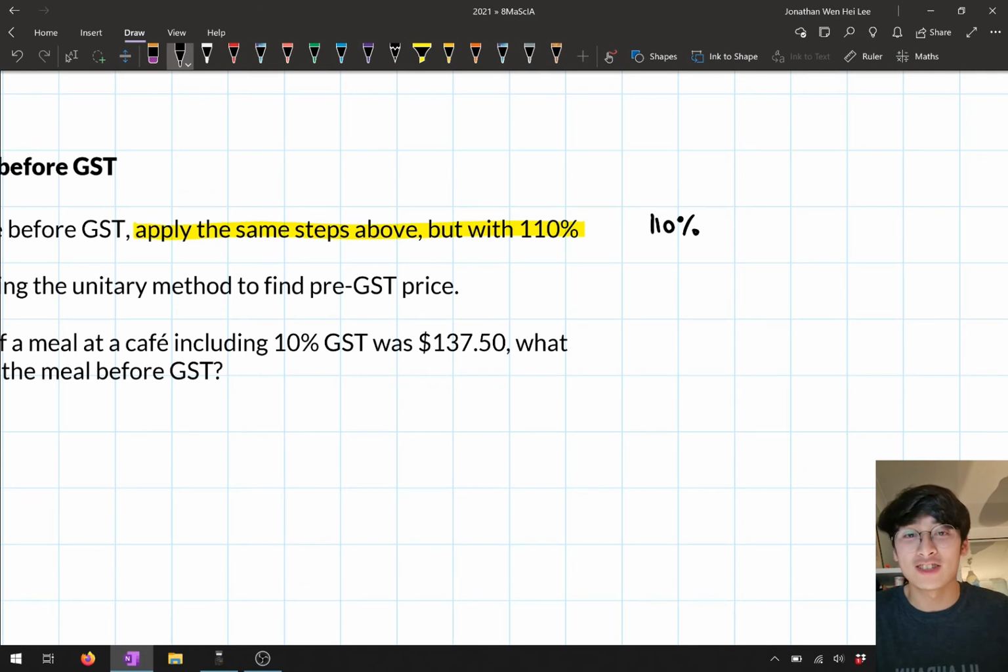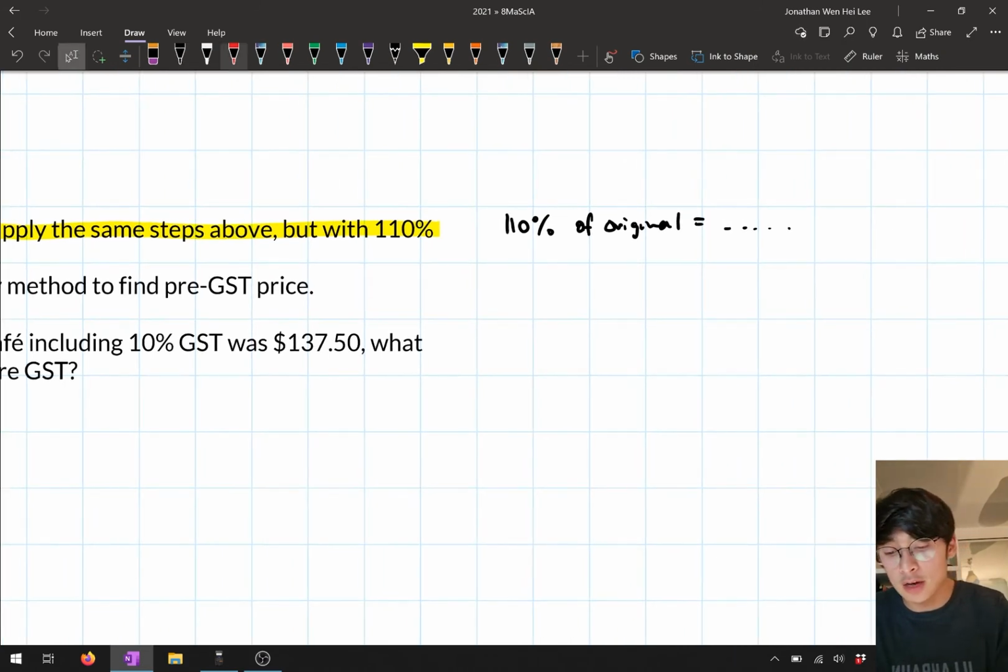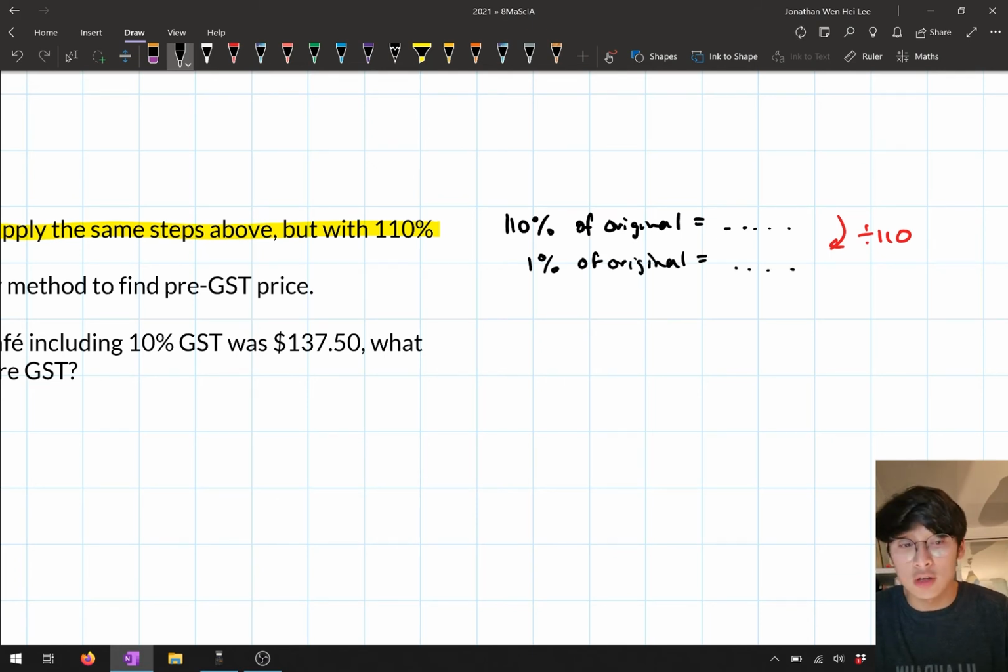So here we've paid for 110%. So 110% of original is equal to whatever, and we just use the unitary method. Now this time, in the first step, to get to 1%, instead of dividing by 10, we actually need to divide by 110 so we can get to that 1%. So 1% of original is equal to amount, and then we just do that same step at the end of timesing by 100. And so here we can get 100% of original is equal to something.